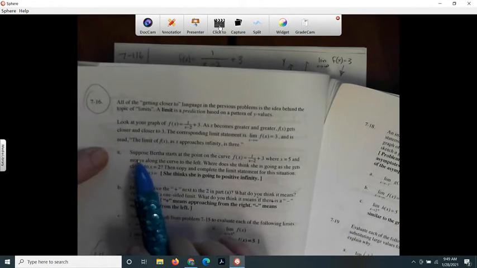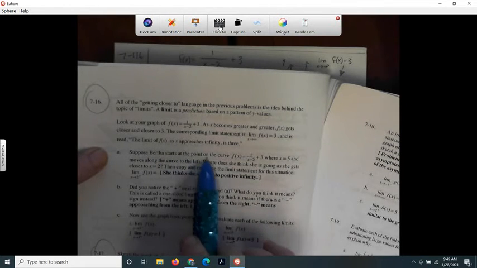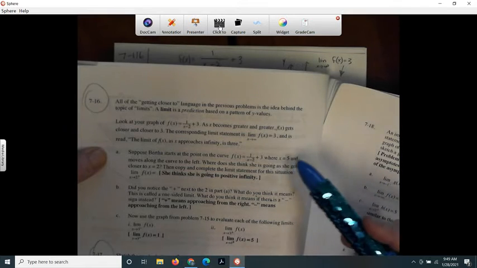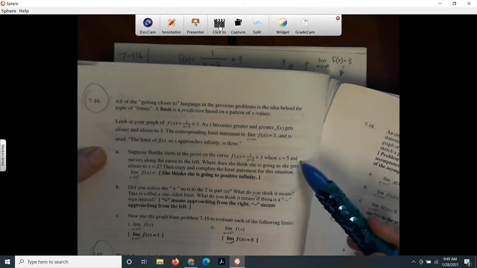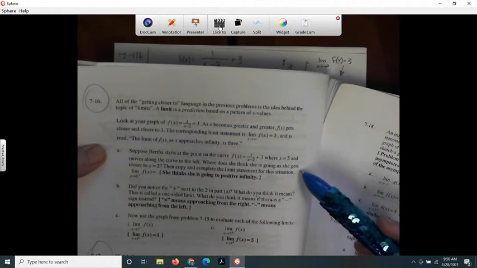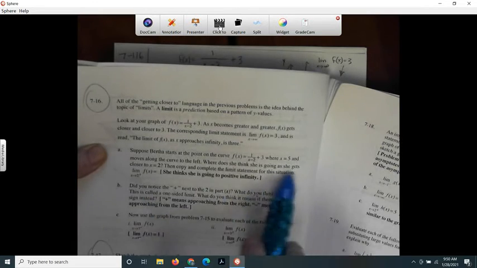Suppose Bertha starts at the point on the curve of f of x equals 1 over x minus 2 plus 3, where x equals 5, and moves along the curve to the left. Where does she think she is going as she gets closer to x equals 2? Then copy and complete the limit statement for this situation. So I've got this already written down.